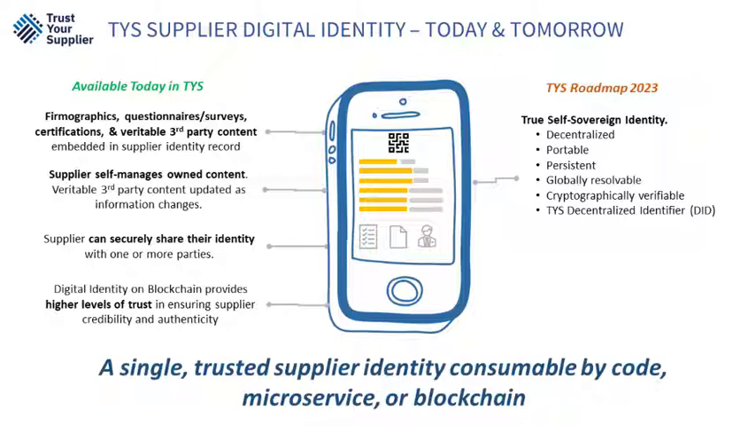And we're creating a decentralized identifier to embody all of that. We're going to call it the TYS DID, the decentralized identifier. And this is going to give us that single trusted identity that's consumable by any kind of technology, whether it be a microservice or a blockchain or some other kind of coding that allows us to develop an instant relationship with that supplier, because we're consuming their identity in real time and then continuing to evaluate that identity in real time.